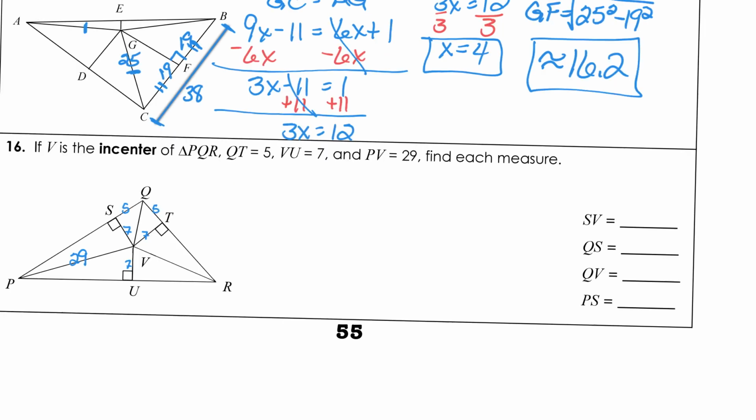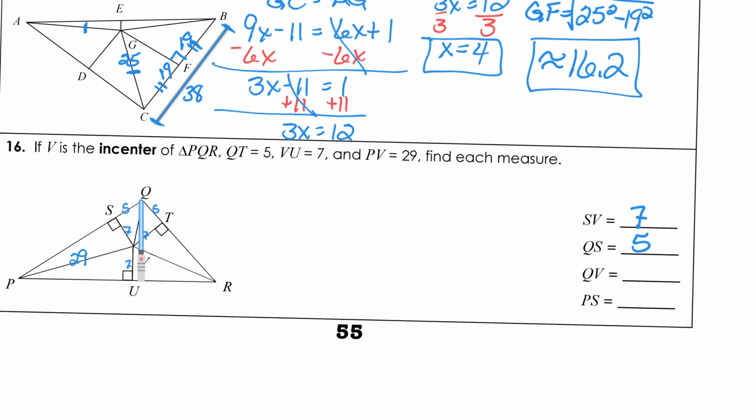And so let's see if we can answer the questions as best we can. SV equals, well, here is SV, so SV is 7. QS is 5. Here is QV, and it's going to take a little bit of work right here.